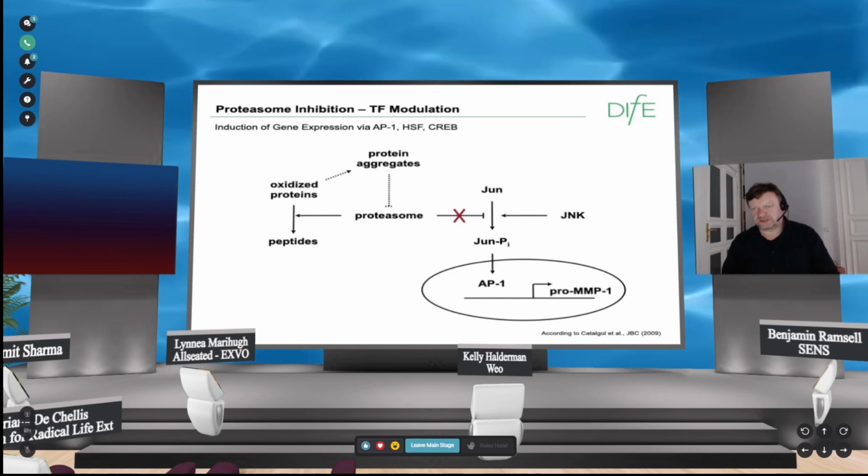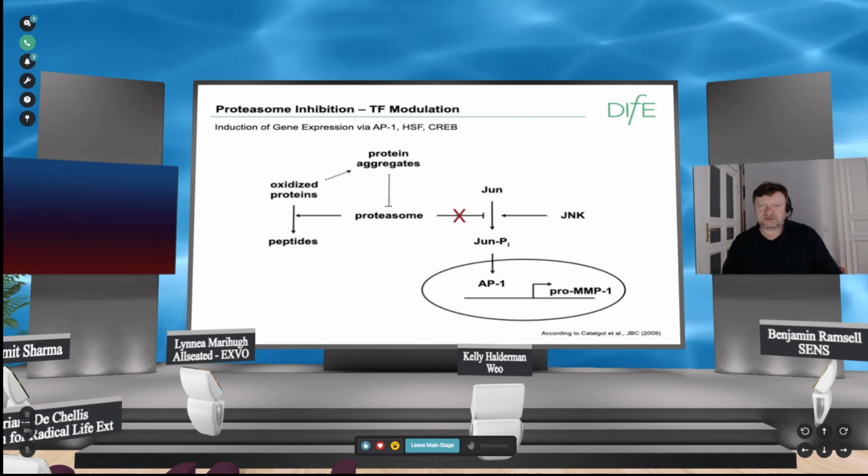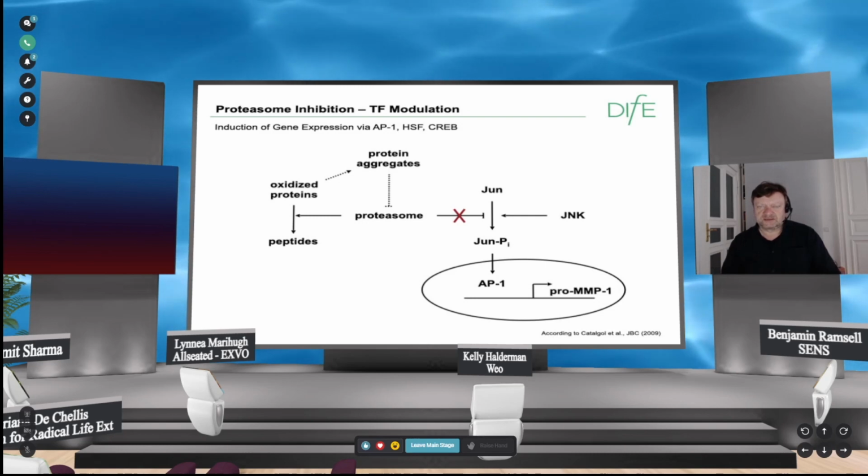And that's basically what you see in skin, on UV-damaged skin, UVA-damaged skin, I should say. UVA is forming a lot of protein aggregates, blocking the proteasome, and you have a lot of pro-MMP1, which is leading to a process in skin we are calling photoaging. We just studied it here.